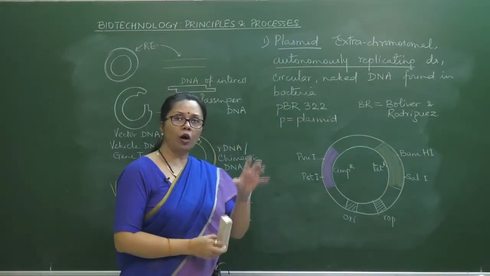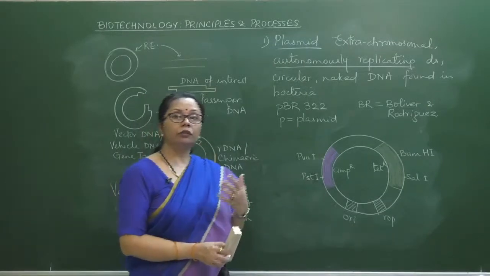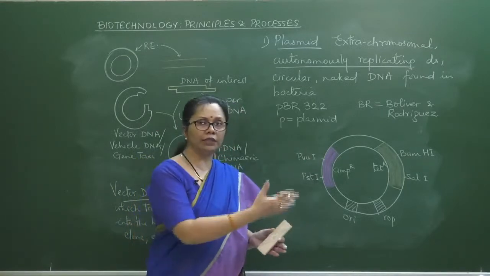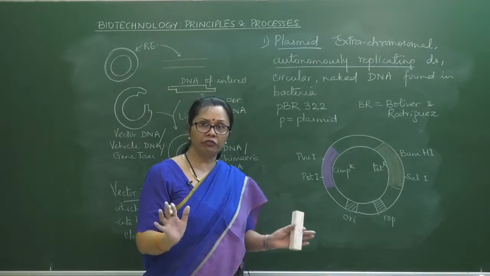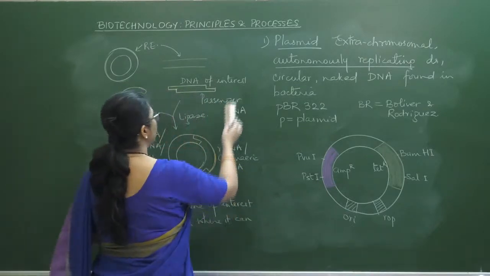And then it should be small, because DNA is a very large molecule on its own, and to cross that DNA through the cell boundary into the cell and taking out of the cell is very difficult. So it has to be small sized. Okay, so these are already there.